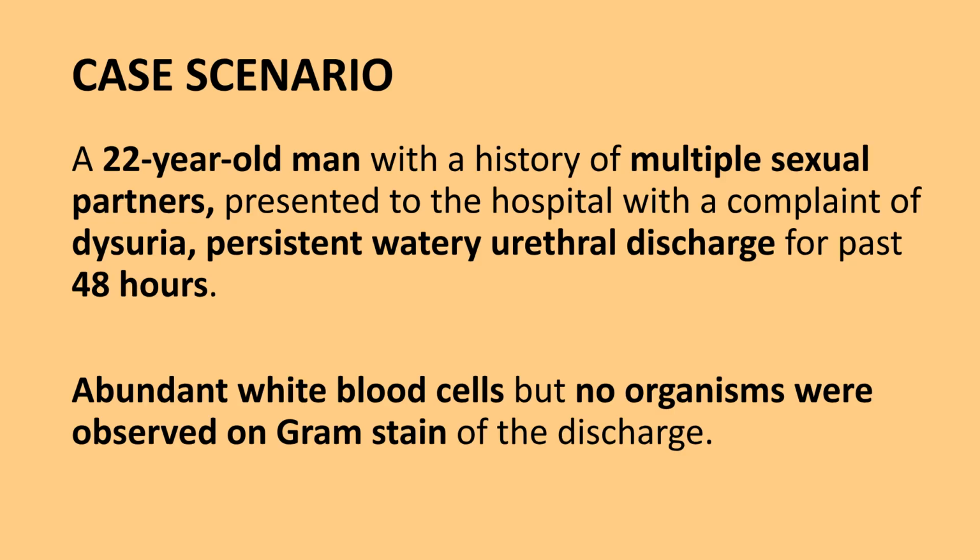So when we see white blood cells indicating inflammation and infection, but no bacteria visible on gram stain, we should immediately think of chlamydia. This clinical presentation, dysuria with watery discharge, and a gram stain showing white blood cells but no organisms, is sometimes called non-gonococcal urethritis, and Chlamydia trachomatis is the most common cause, accounting for about 30 to 50% of these cases.